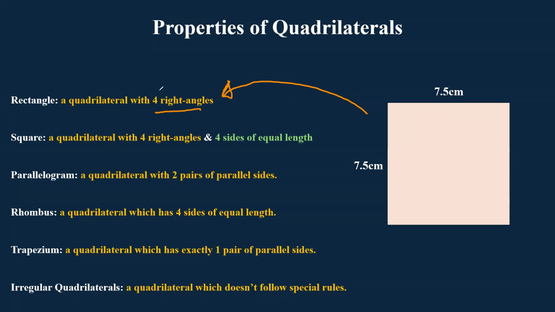Right. So let's do it one more time. A rectangle is a quadrilateral with 4 right angles. Is this shape a quadrilateral? Yes. Does it have 4 right angles? Yes. So do you think it's a rectangle? Yes. Perfect. All right. So good.